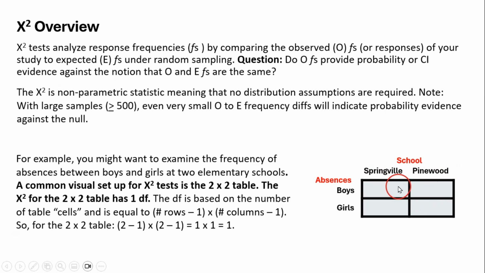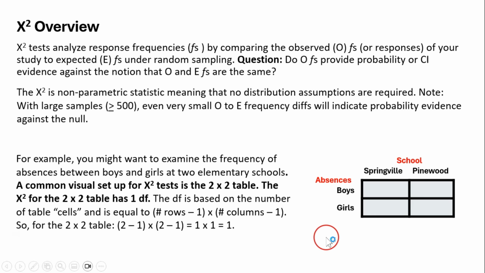So in this first cell here, which is typically labeled cell A, we have the absences for boys at Springville Elementary School. And in this cell here, which is typically labeled cell B, you have the responses for boys at Pinewood Elementary. Likewise, in cell C, we have the girls' absences at Springville. And then in cell D, we have the girls' frequency of absence at Pinewood Elementary.